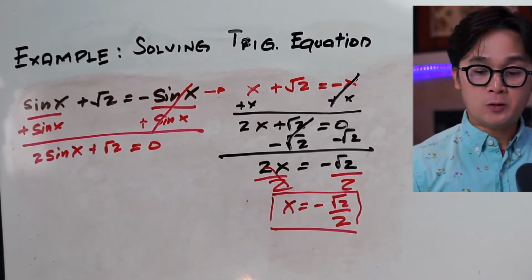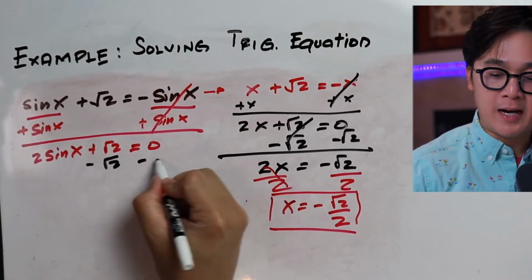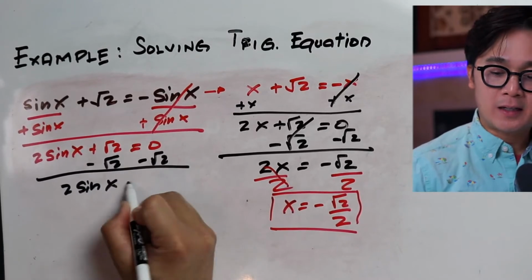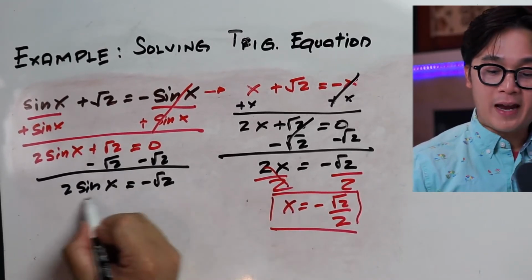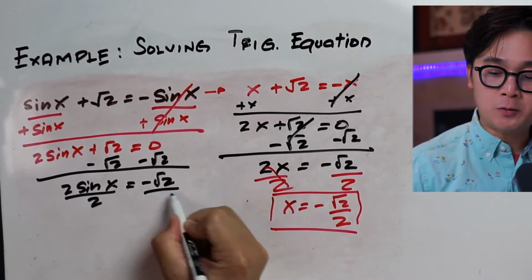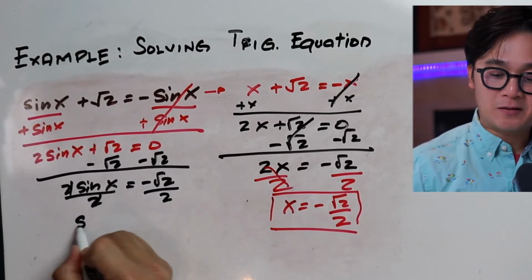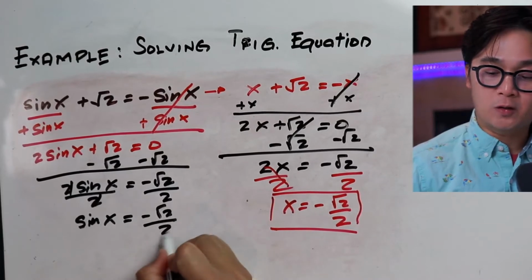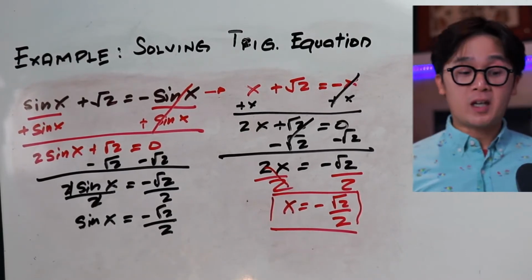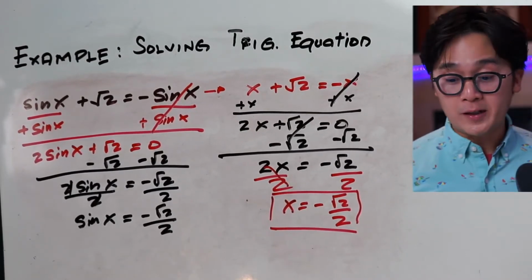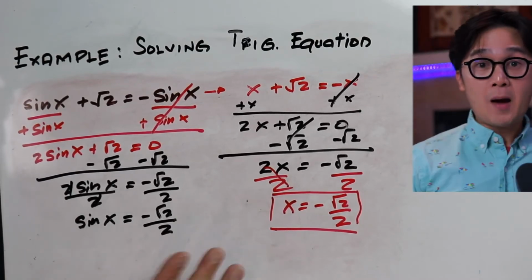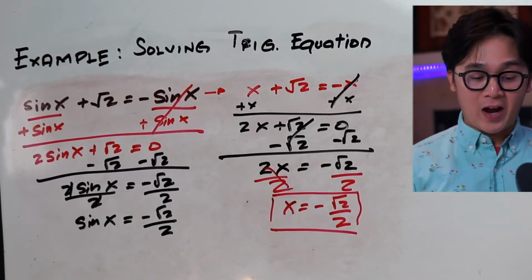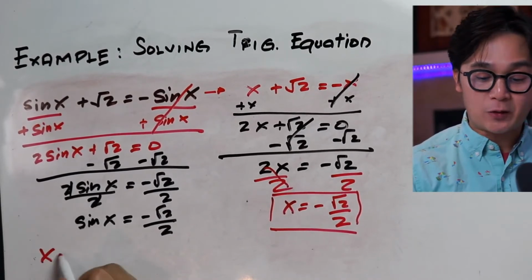And then we're going to subtract the square root of 2 on both sides, and we'll have 2 sine x equals negative square root of 2. And then we divide both sides by 2, so that we'll have sine x by itself, which is equal to negative square root of 2 all over 2. And we know that when we are working with trig functions, the process will not stop here because we have another step that we need to do, and that is to find the value of x using the unit circle.